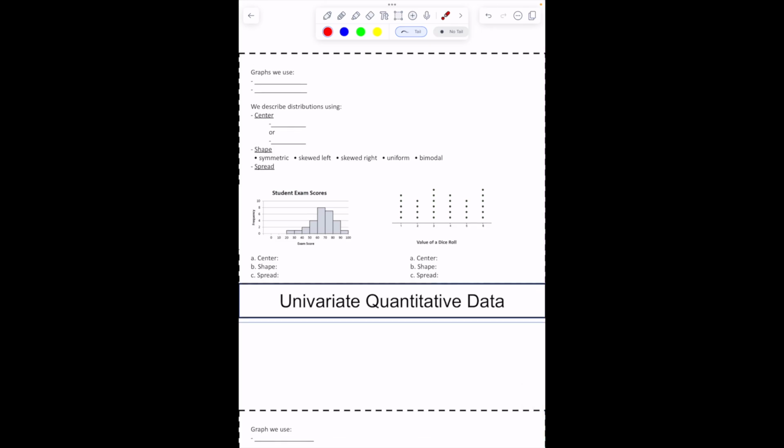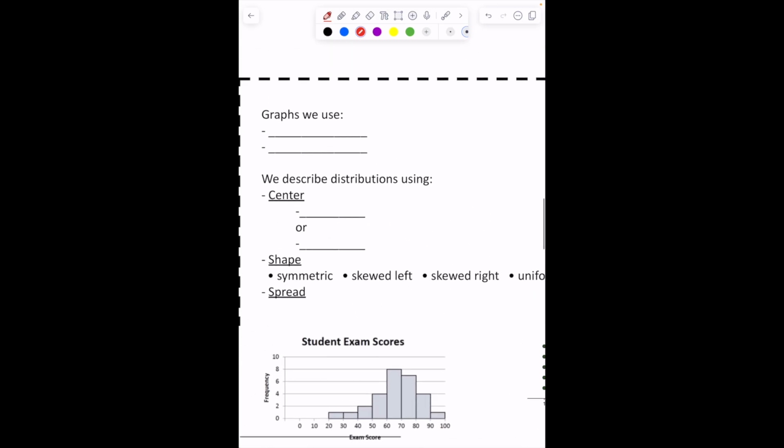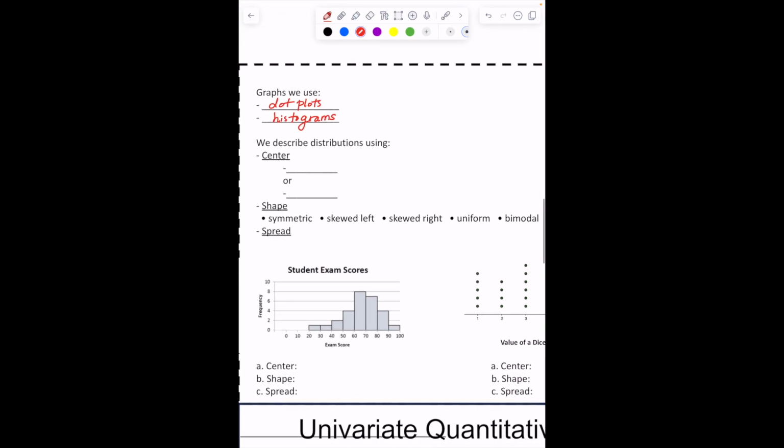And for this flap, we're dealing with univariate, so still one variable, but now we're dealing with quantitative data. This is like the meat and potatoes of the stuff we covered in the first several weeks of this class. It's what our big focus was. And we learned about 2 graphs. We learned about dot plots, and we learned a lot about histograms. With dot plots and histograms, there are 3 things that we're interested in: the center, the shape, and the spread.